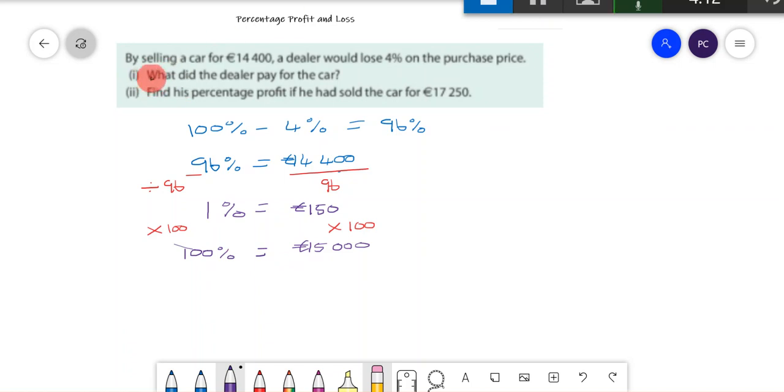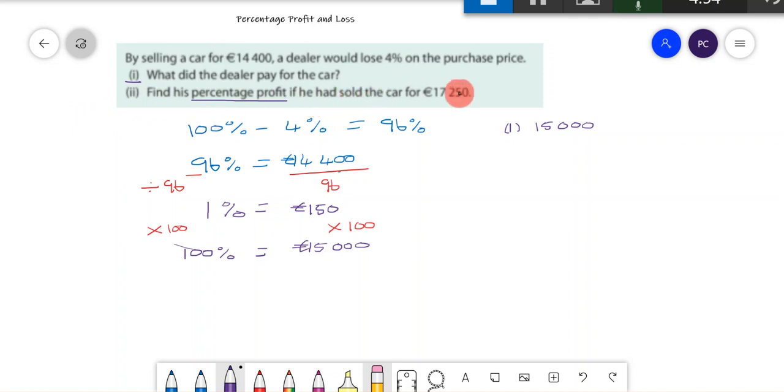So in answer to this question, what did the dealer pay for the car originally? The dealer paid 100%, which is 15,000. So that's how much he actually paid for the car. So the answer to part 1 is 15,000. Now, we can see that he's made a loss by selling it at 14,400, and that loss is 4%. So the second part is we want to find his percentage profit.